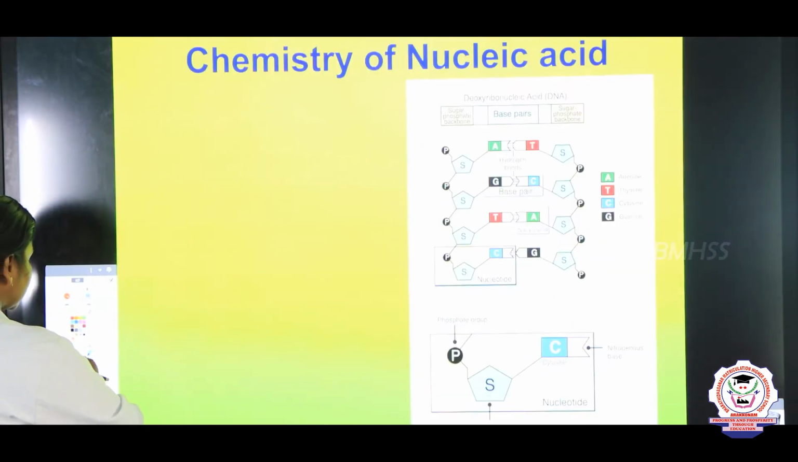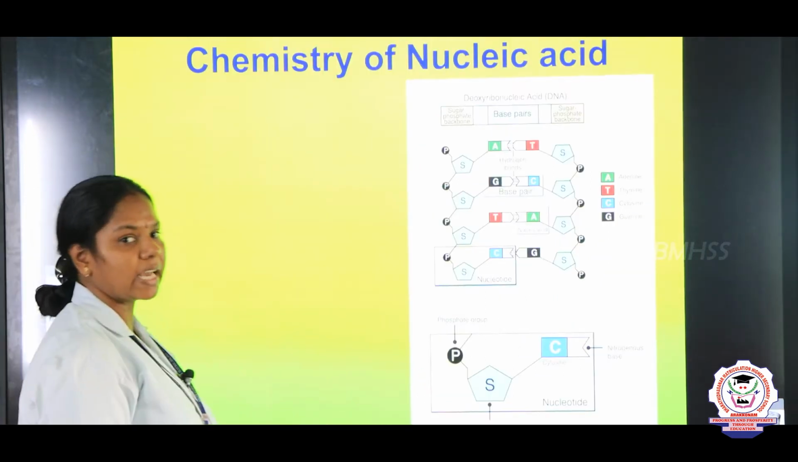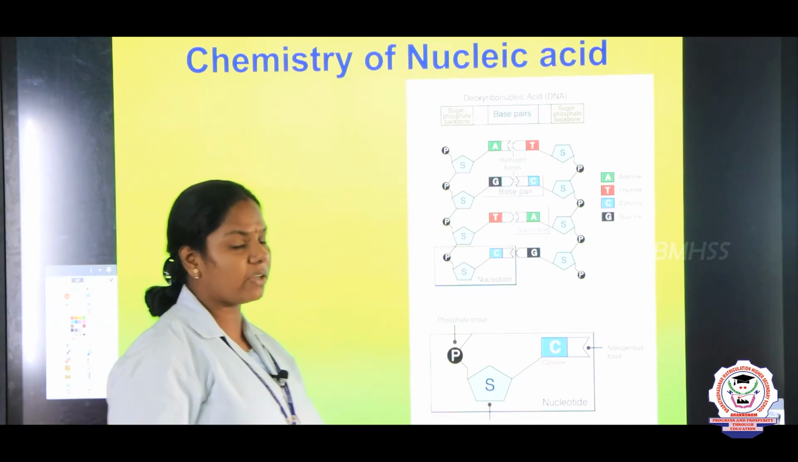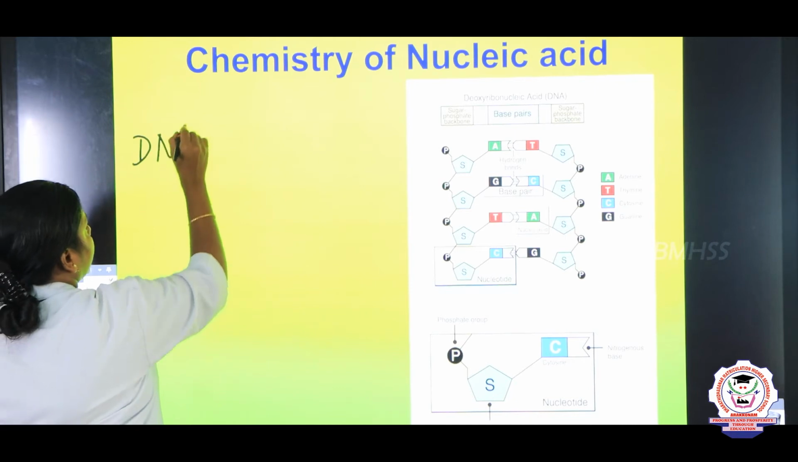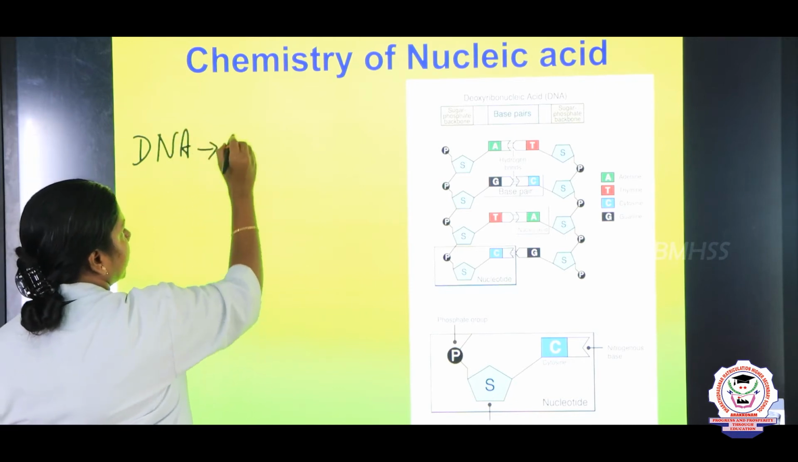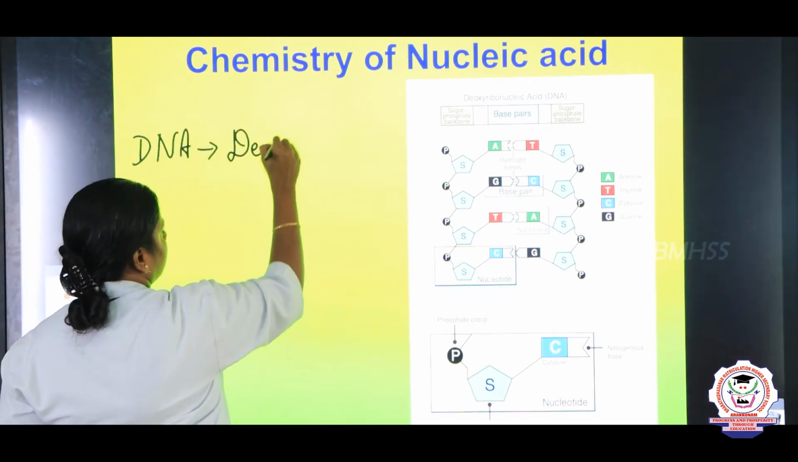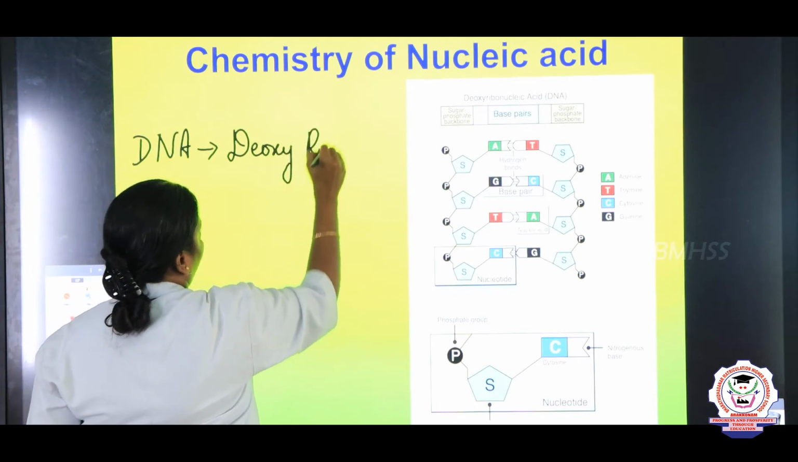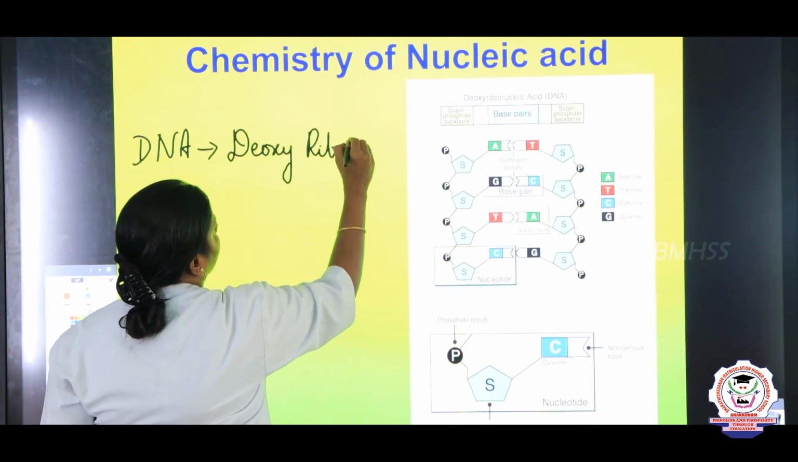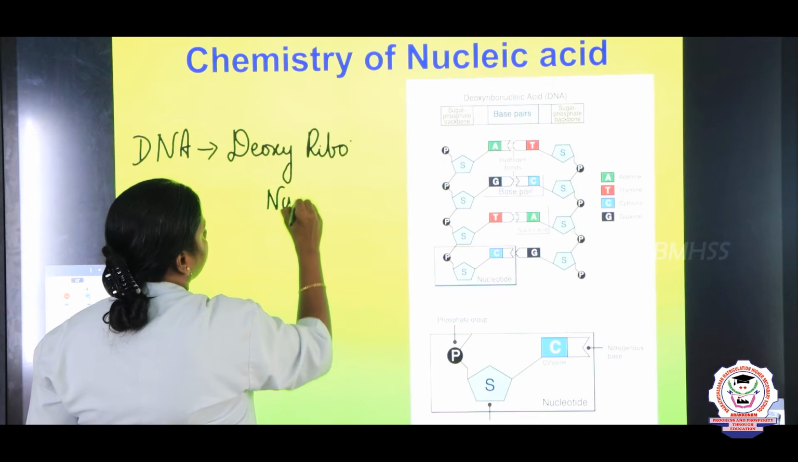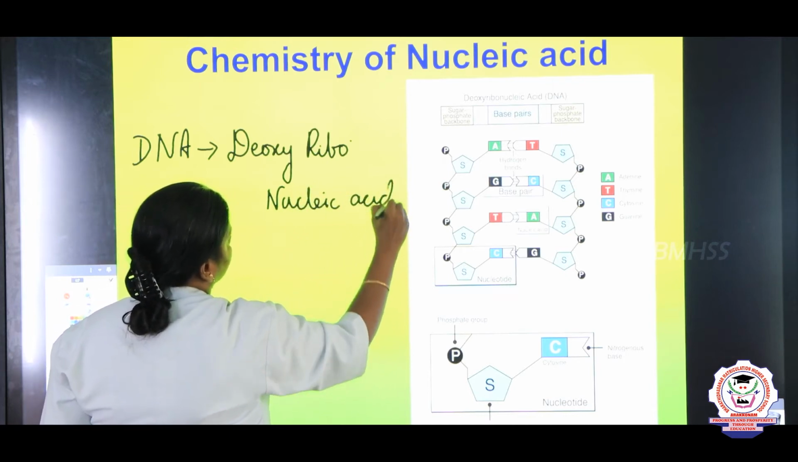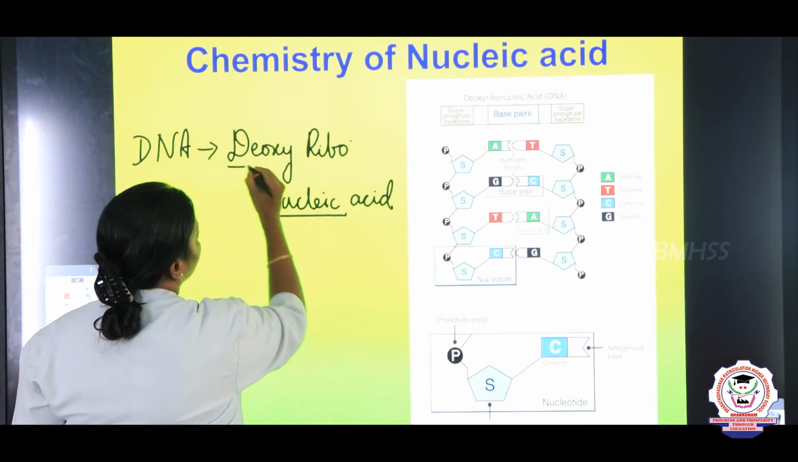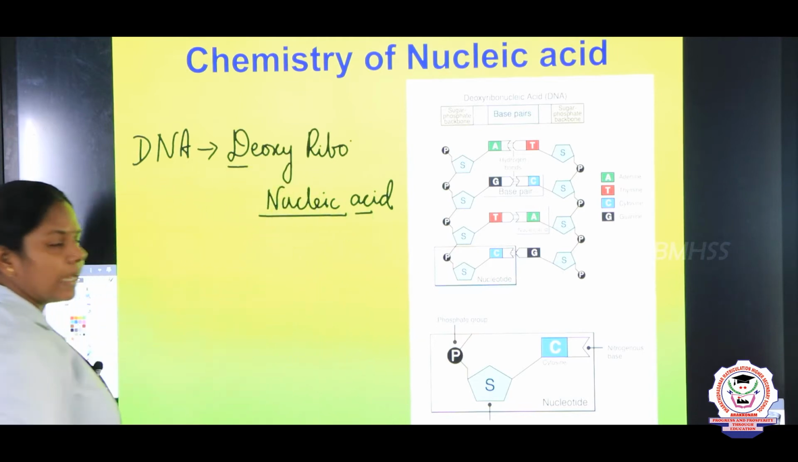And now we are going to see the chemistry of nucleic acids. What is nucleic acid? Can I abbreviate it as DNA, children? Yes, very good. What is DNA? The abbreviation DNA stands for deoxyribonucleic acid. Nucleic acid. So deoxyribonucleic acid, DNA, right?